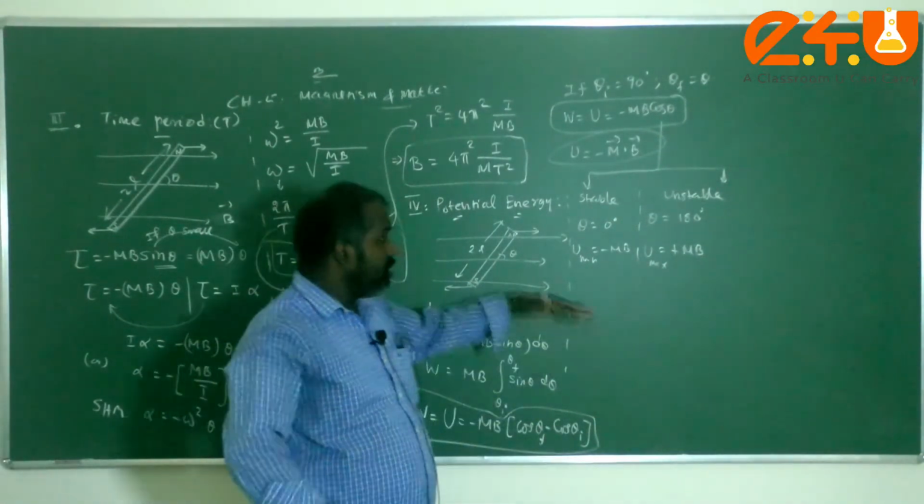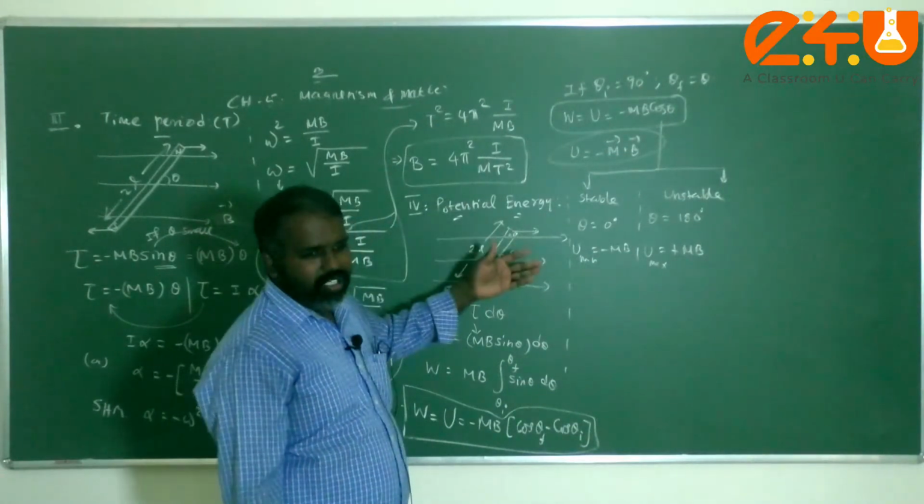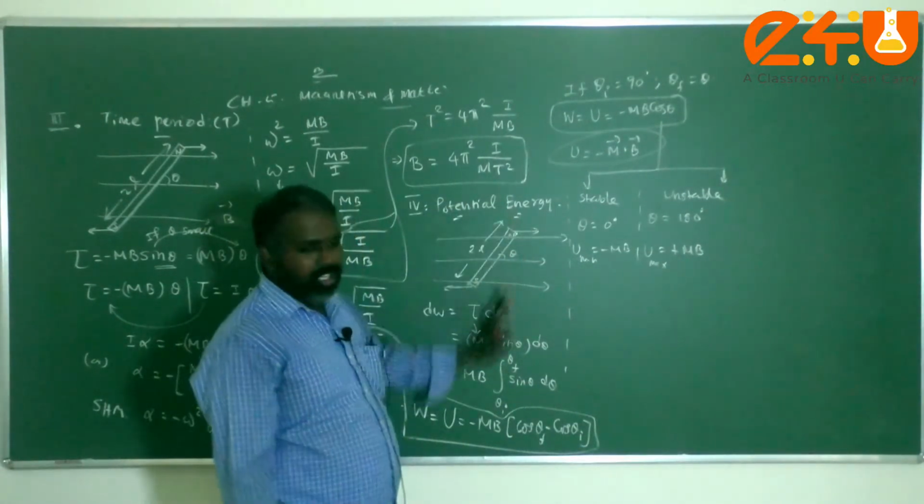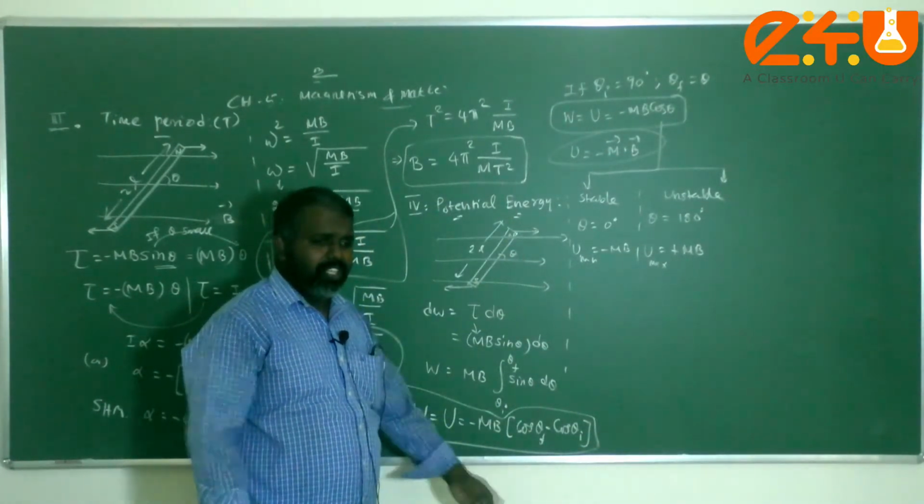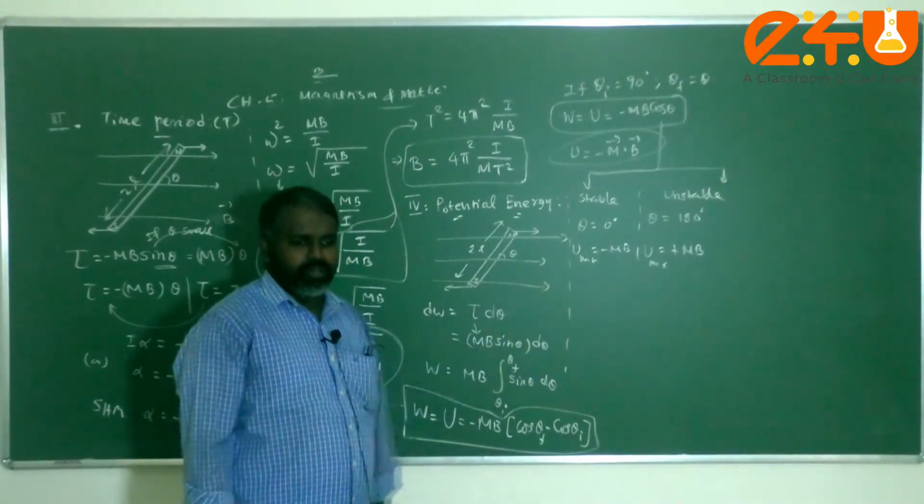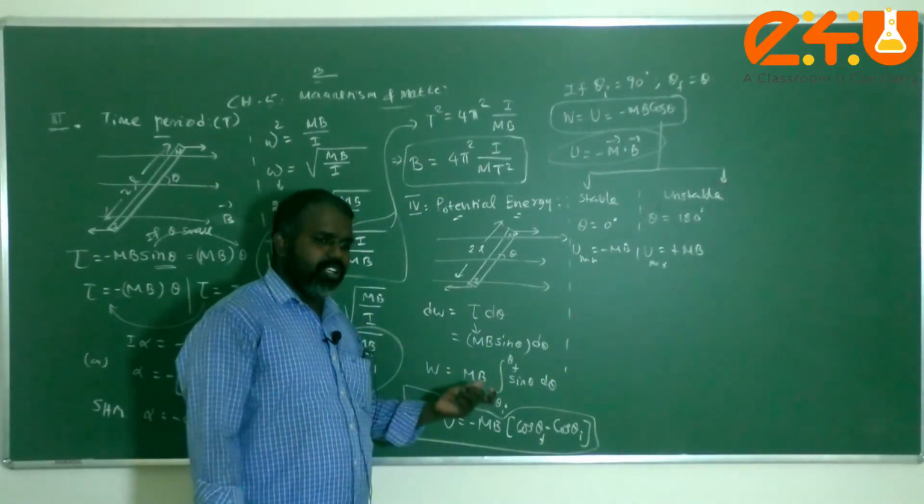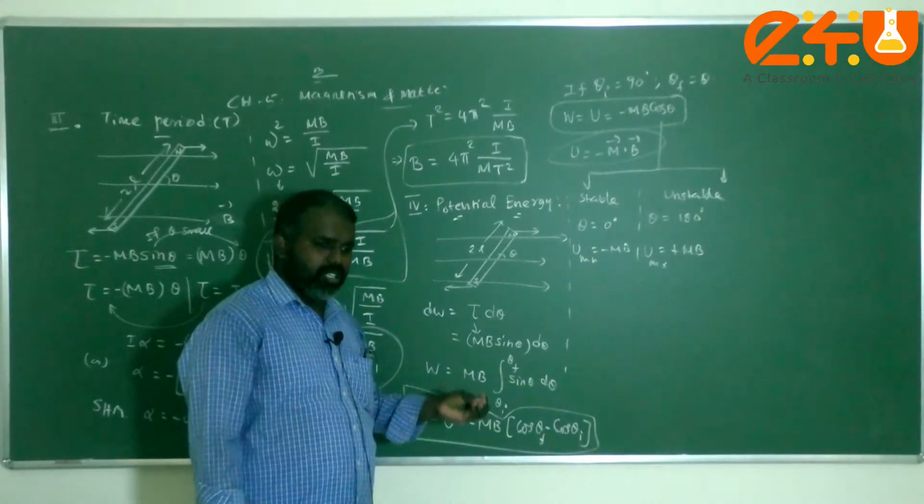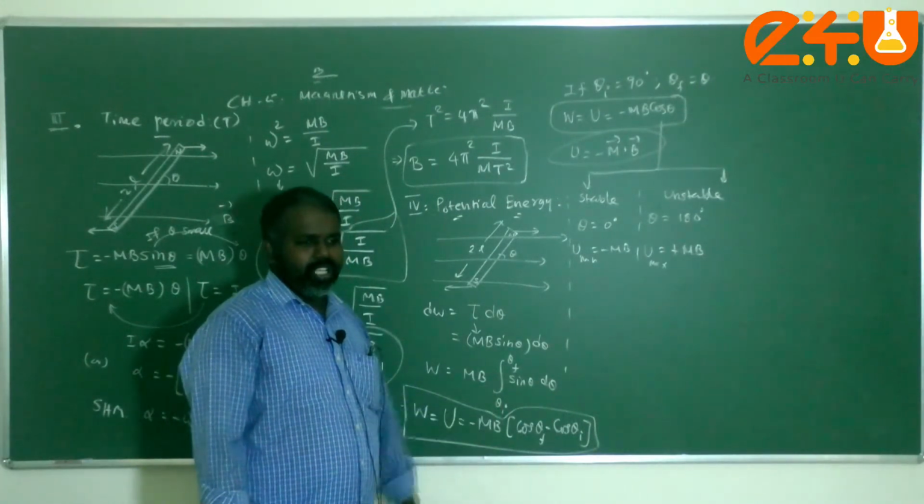Okay, students. So this is the condition for stable and unstable equilibrium, and the expression for potential energy and its different forms. These are the important beginning concepts in magnetostatics.